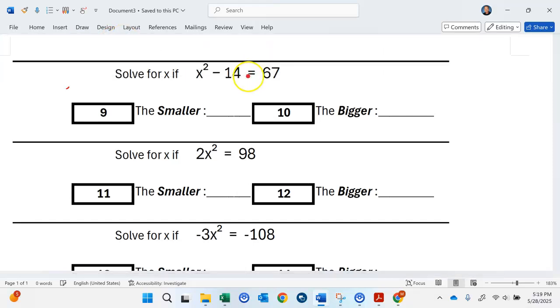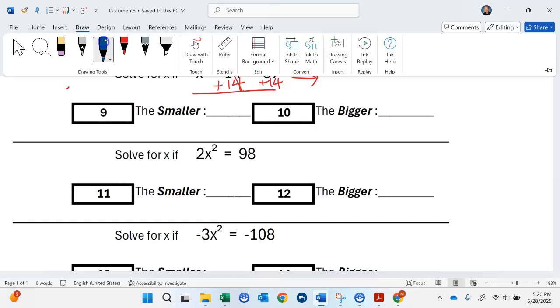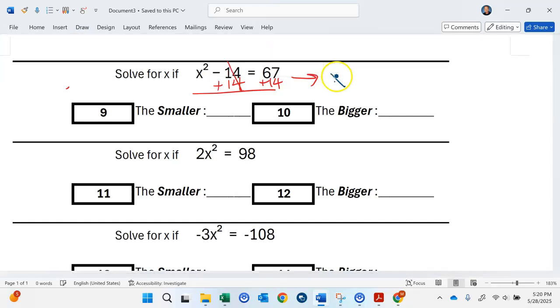So we need to get x squared by itself. So plus 14, plus 14. And then over here, this cancels. So now we're going to get x squared, and then 67 plus 14 is going to be 81. Okay, now you know what do we do next?